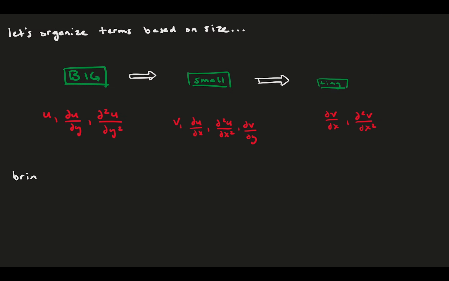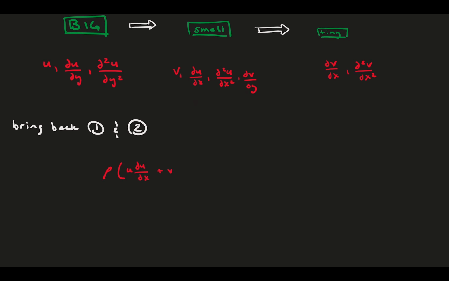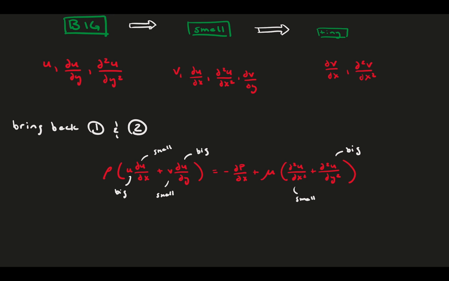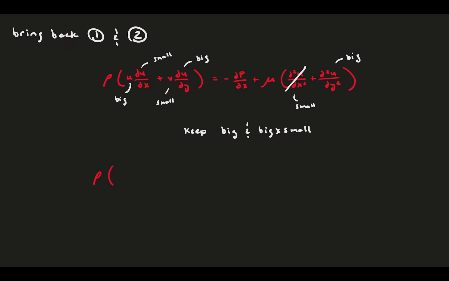Now, we can write both conservation of momentum equations we have, equations 1 and 2, and label each term with their size. In equation 1, we have some terms that are big times the small, and some that are just small, and some that are just big. Let's keep the big and the big times small terms. We remove only the smallest term in the equation. In equation 2, we have some tiny terms now. We keep everything that is small, or a big times a tiny term.